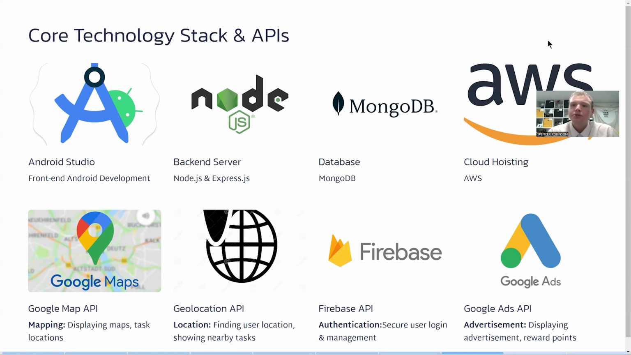We hosted the server using AWS, and then some APIs we used are Google Maps API for the map that we used. They have a geolocation API for finding users and locations. I've also mentioned the Firebase already for logging people in and doing all the authentication. And then also Google Ads API so that people can watch ads and be able to earn points as well as not just doing tasks.